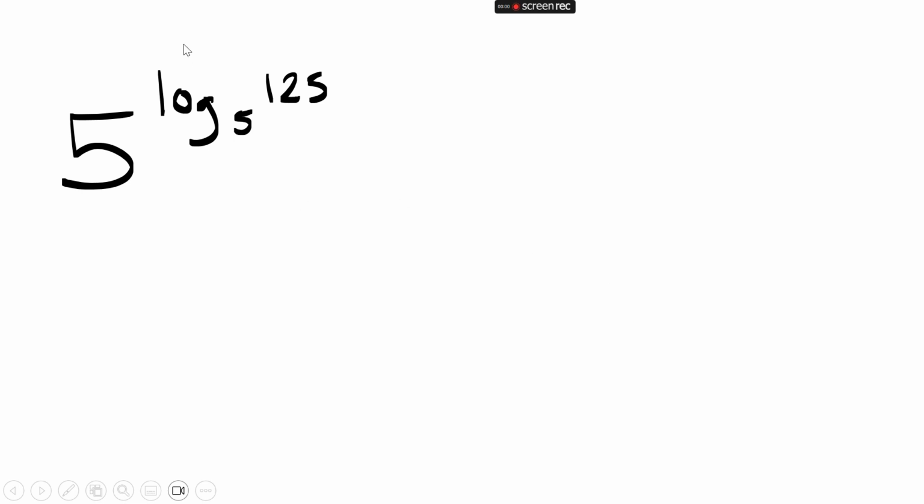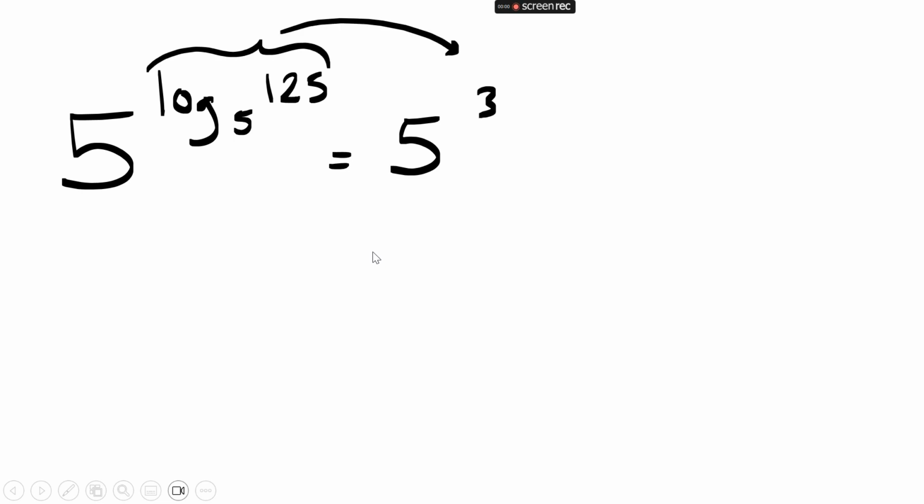But here we go. I'm going to work with the exponent only, just that little piece right here. So log base 5 of 125. What exponent did you put on 5 to give you 125? That's 3. That little piece should just be a 3. Then the question is, what is 5 times 5 times 5? 125. So there it is again. That little 125 becomes the answer.